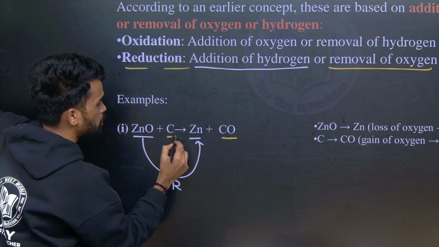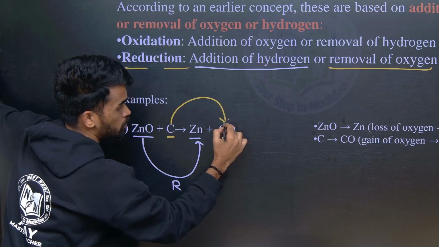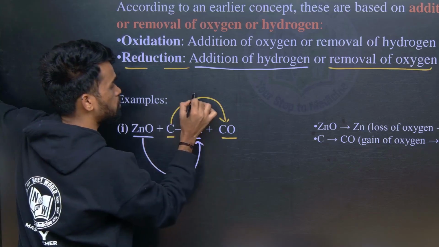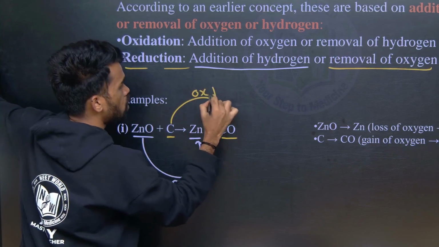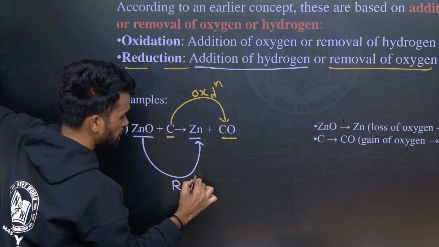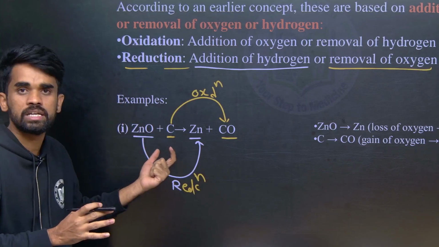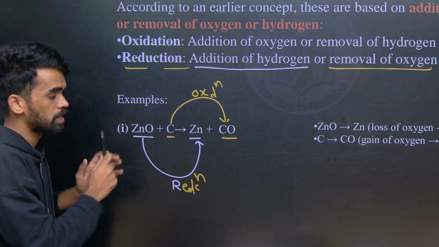Now see, carbon is converting into carbon monoxide. So addition of oxygen is taking place, and that process is oxidation. And the other one is reduction. I hope it is clear how we can identify oxidation and reduction in a particular reaction.